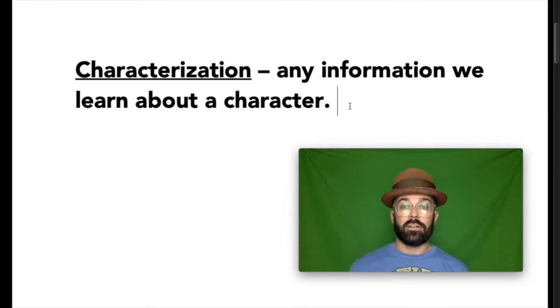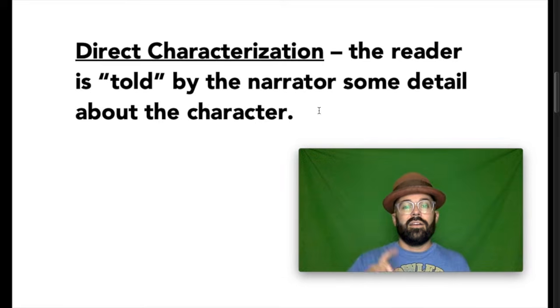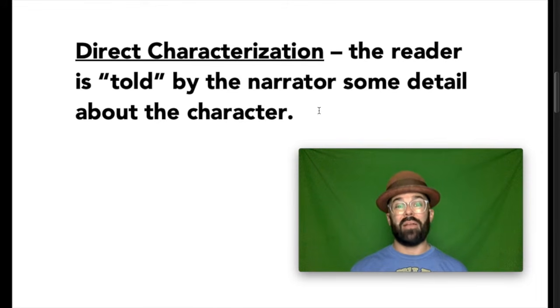And so a writer has a variety of different ways of getting this information across. And it can be broken into two main categories, direct and indirect. We'll start with direct characterization. Direct characterization, as you may have been able to figure out, is when the reader is directly told by the narrator some detail about the character. It's very direct. They just say, this character is this way. This character does this. This character is this. We're just told. Some examples of direct characterization might look like this.